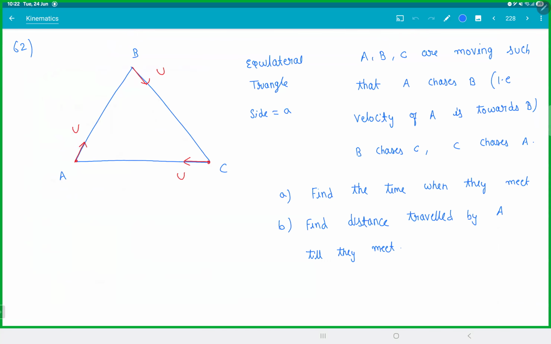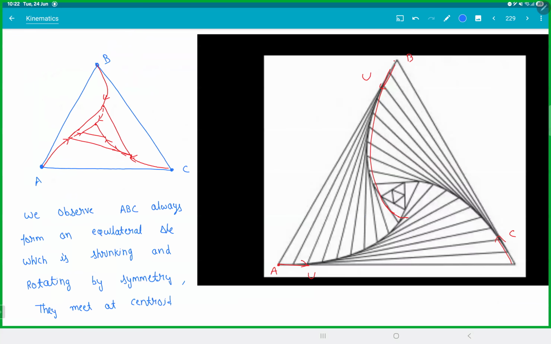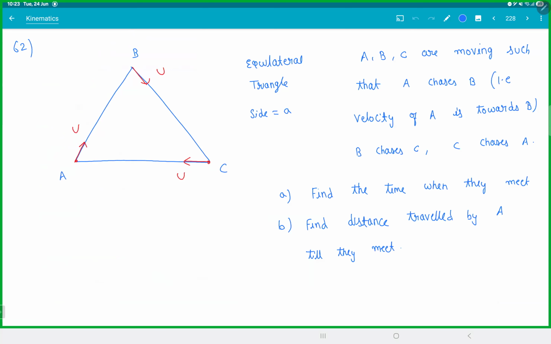Think for a minute, how will we approach this? Once you get that idea, it is pretty easy to solve.